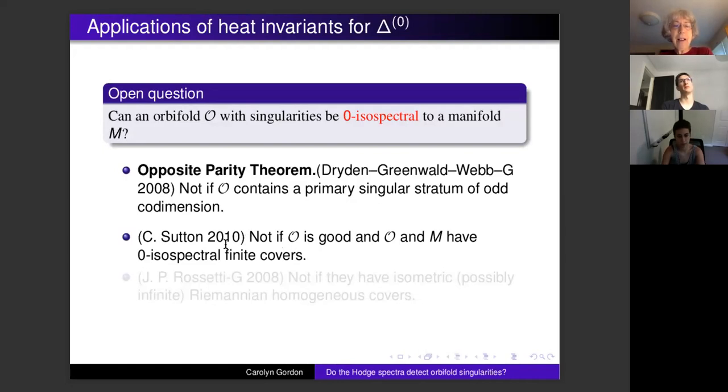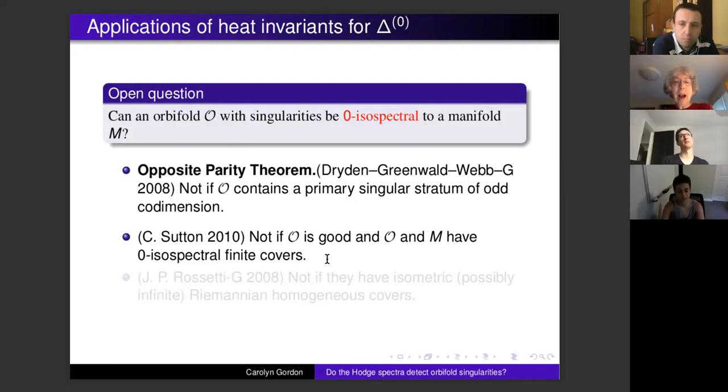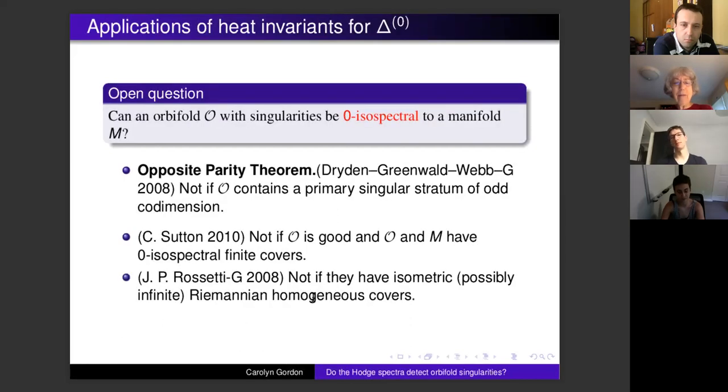So Craig Sutton showed that if you have a good orbifold, it can't be isospectral to a manifold if the orbifold and manifold have isospectral finite covers. In particular, if they have a common finite cover, they can't be isospectral. And you can allow infinite isometric covers if the cover is homogeneous. Each of these lets you get hold of the A sub j part of the coefficients, so you can separate out the singular part of the coefficients.